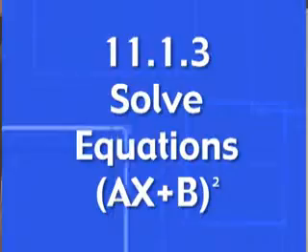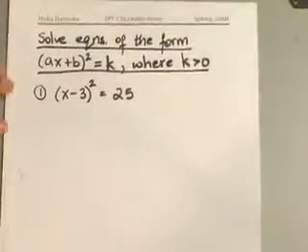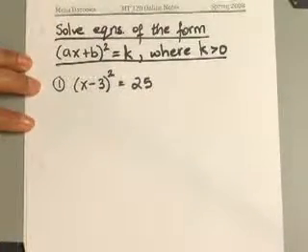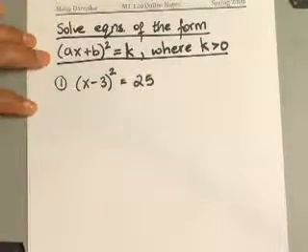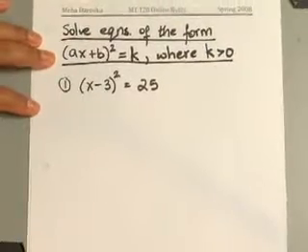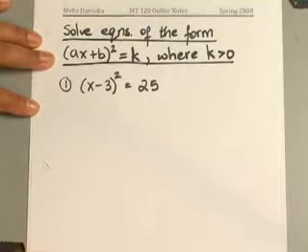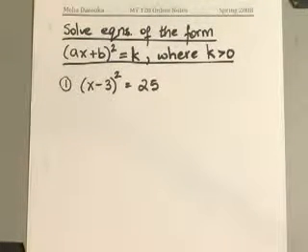Now, as I said, we want to try and look at different types of examples here. So in this set, we are looking at equations of the form (ax + b) squared equals k, where again k is a positive number. So let's go ahead and take a look at our first example. You have (x - 3) quantity squared equals 25.